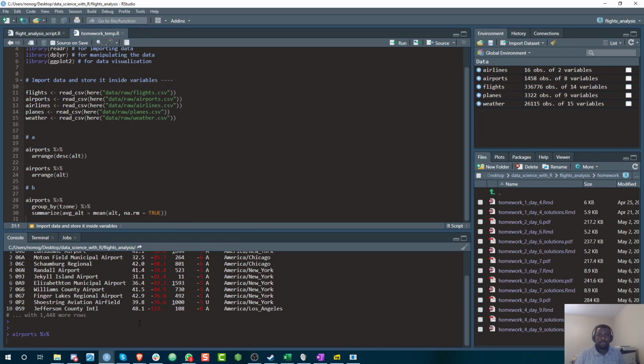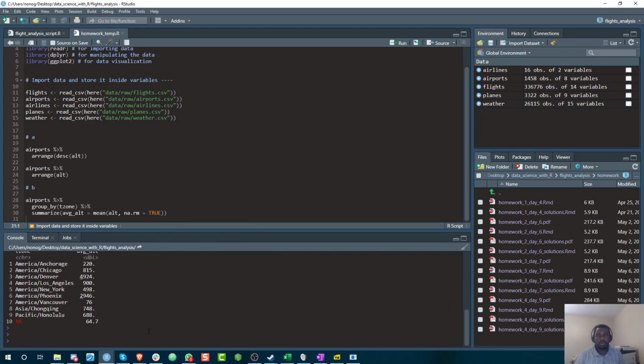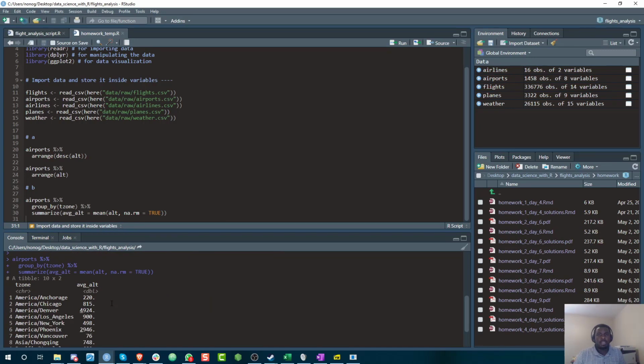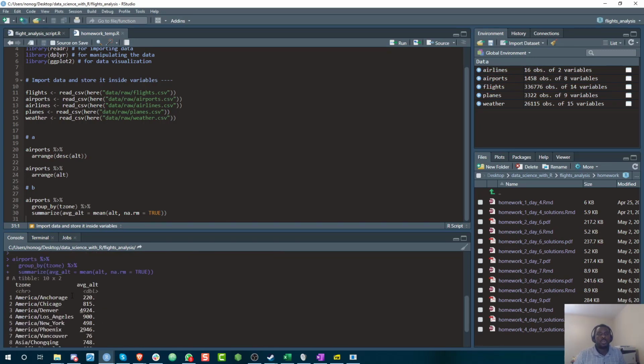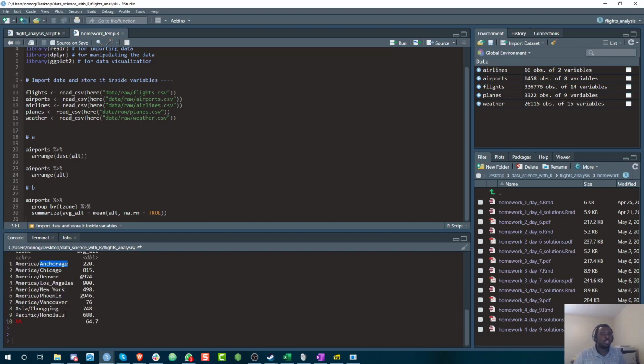Okay, so my code is running. These right here are the average altitudes for each time zone. So this is America. Anchorage is the capital city of Alaska. You have Chicago, Denver, Los Angeles, and so on and so forth.